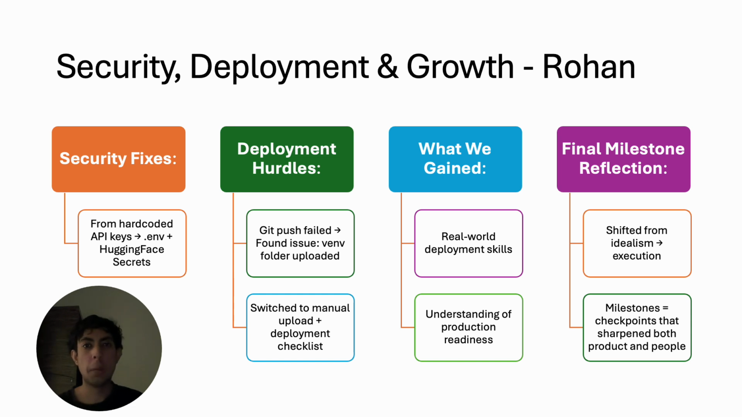After those issues, we opted for a manual upload process, slower yes, but reliable. We recreated the folder structure, reconfigured environment variables, and ensured dependencies were clearly defined in the requirements.txt file. We then built a deployment checklist to document these lessons for future use.